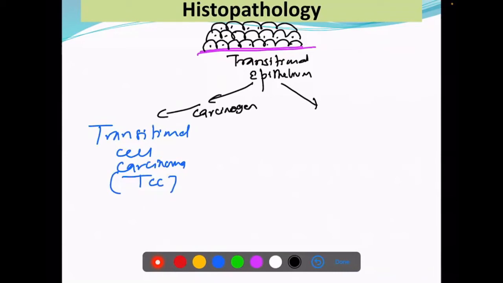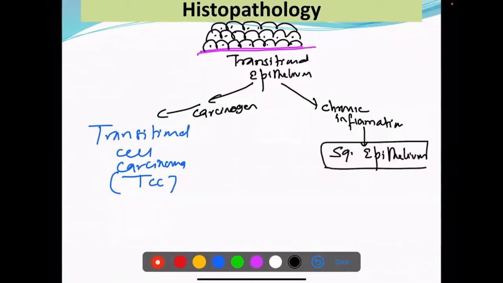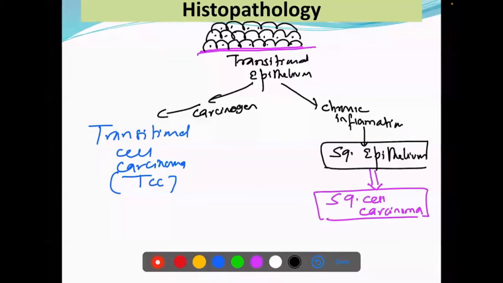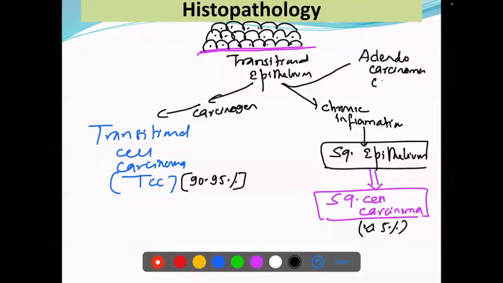But if there's a chronic inflammation, which could be due to a stone or chronic UTI, or parasitic infection, then it leads to metaplasia, that is converted to squamous epithelium. And if that agent is still there, then it will be converted to squamous cell carcinoma. So these are the two most common varieties of bladder cancer. Around 90 to 95% of cases, you will find TCC. Around 5% of cases, you will find squamous cell carcinoma. And very rarely, about 2%, you will find another type known as adenocarcinoma.